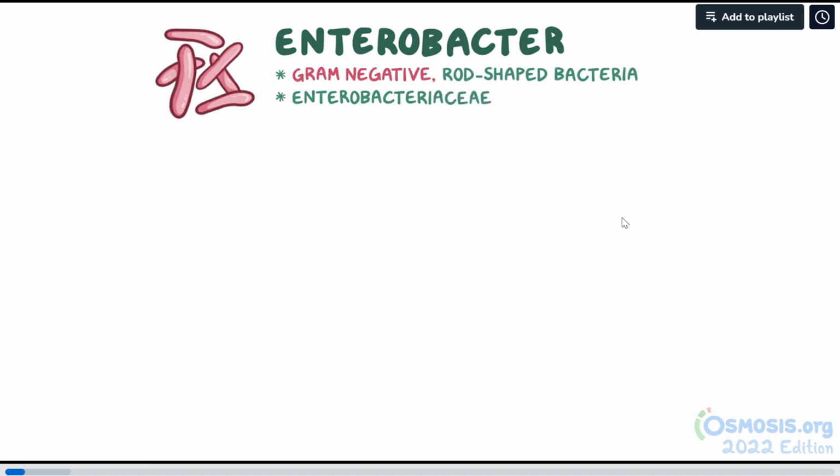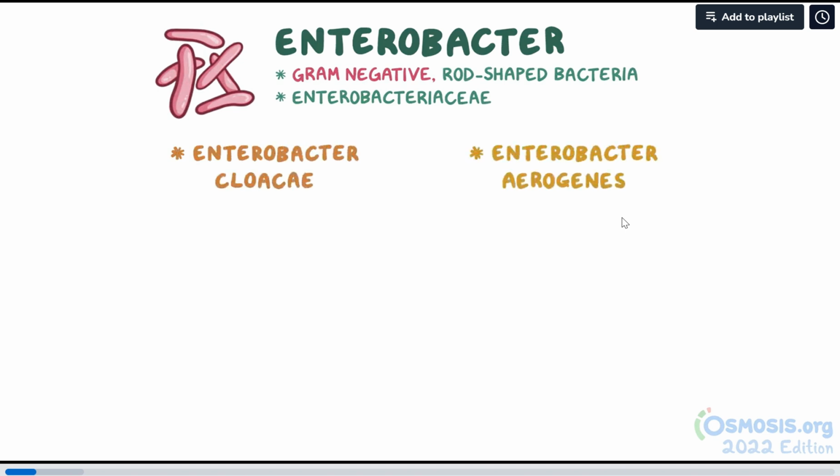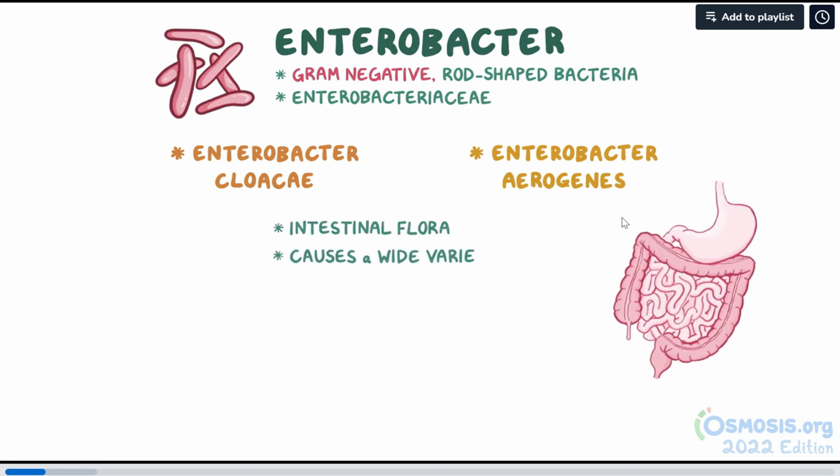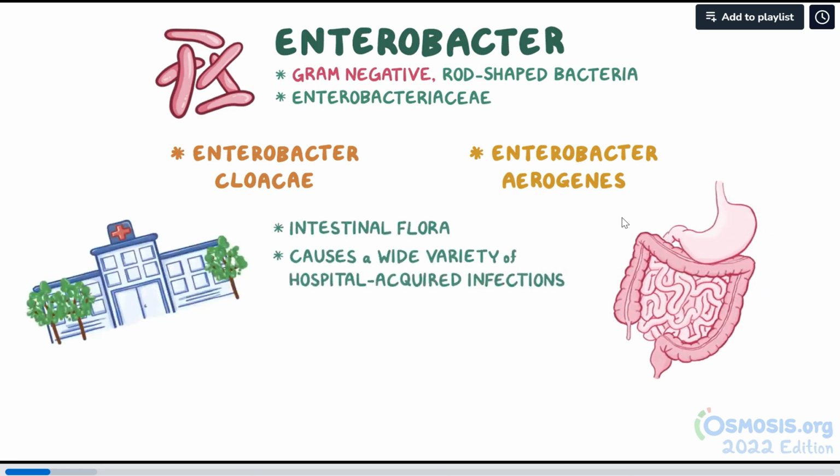Several species cause infection in humans, and the most important are Enterobacter cloacae and Enterobacter aerogenes. It's an opportunistic pathogen, which can normally be found in the intestinal flora and causes a wide variety of hospital-acquired infections, mainly respiratory and urinary infections.